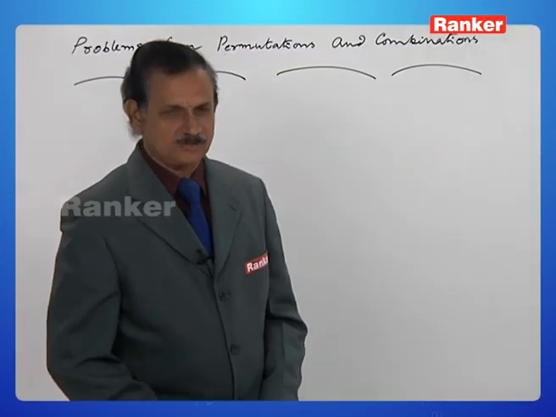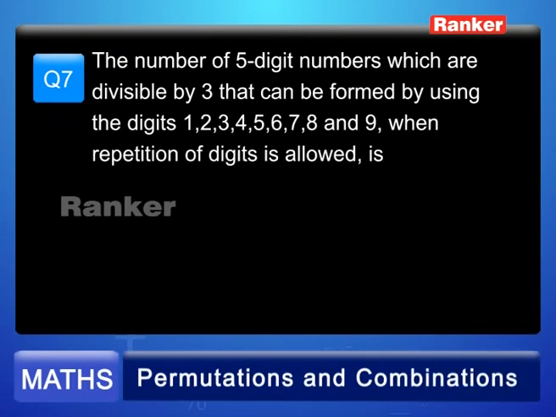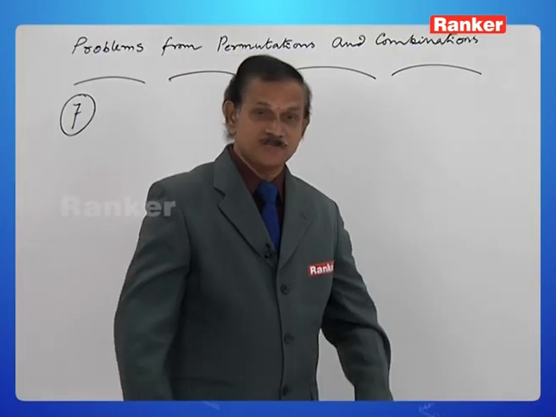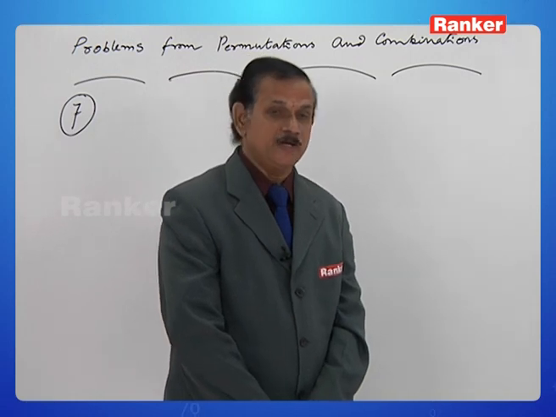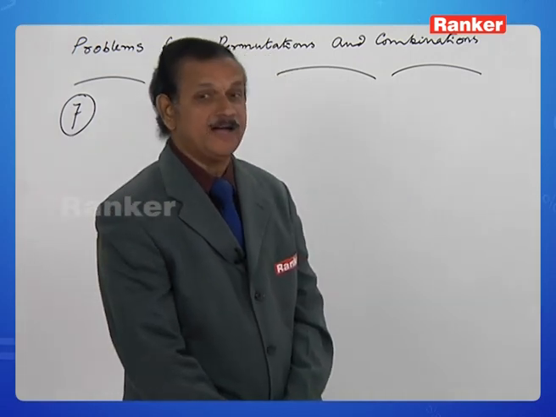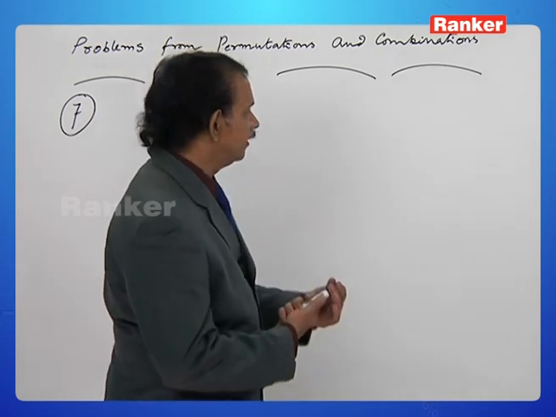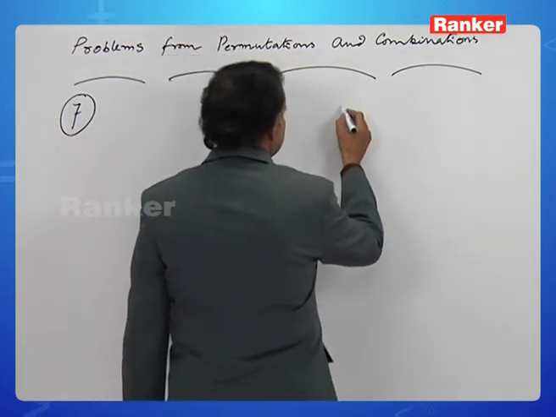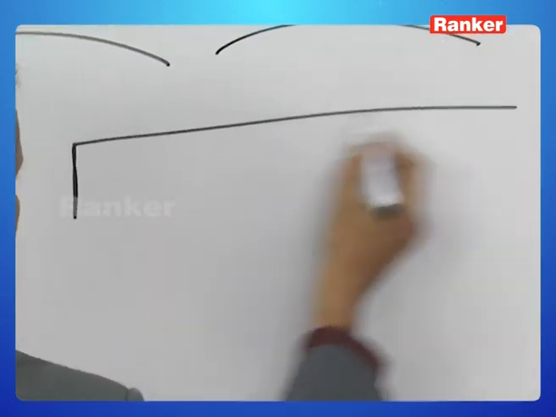Let us see the next question. That is question number 7. The number of 5-digit numbers which are divisible by 3 that can be formed by using the digits 1, 2, 3, 4, 5, 6, 7, 8 and 9 when repetition of digits is allowed. Repetition of digits is allowed. How many digit numbers you require? 5-digit numbers are required.